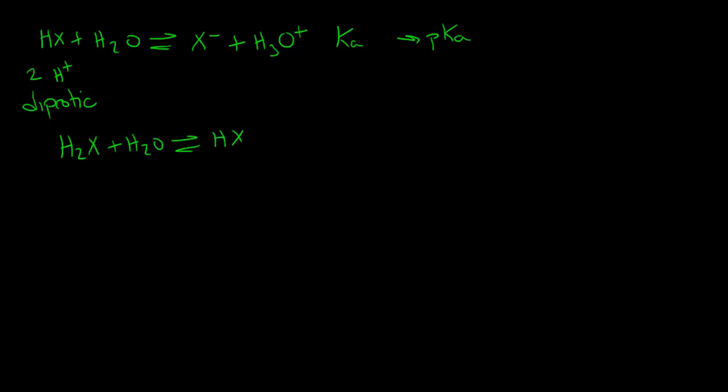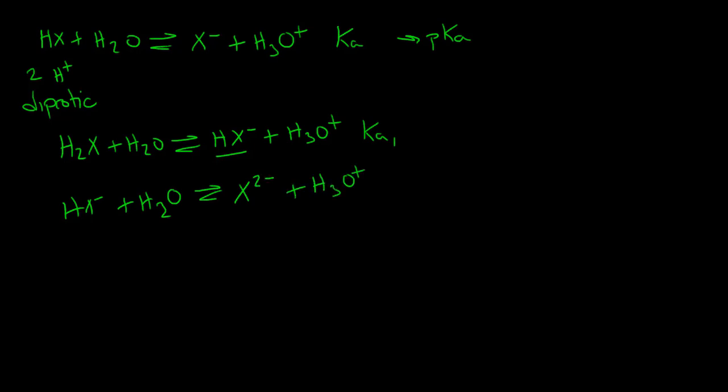So once the first acid dissociation reaction occurs to produce one equivalent of hydronium, we'll call this Ka1, then this product can further react with water through another acid dissociation reaction, and here we produce the conjugate base X2- and another equivalent of hydronium. And this acid dissociation reaction is governed by the second Ka.